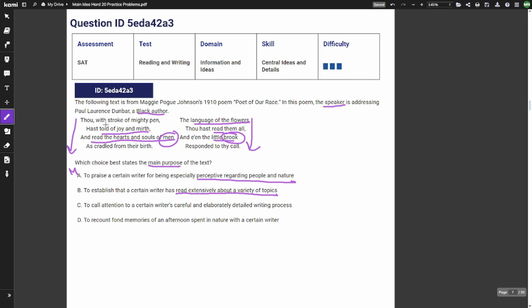I mean, yeah, in the text it does say that he read and read, but it doesn't mean that he's actually reading books or anything like that. It's speaking metaphorically, so it's not going to be B.